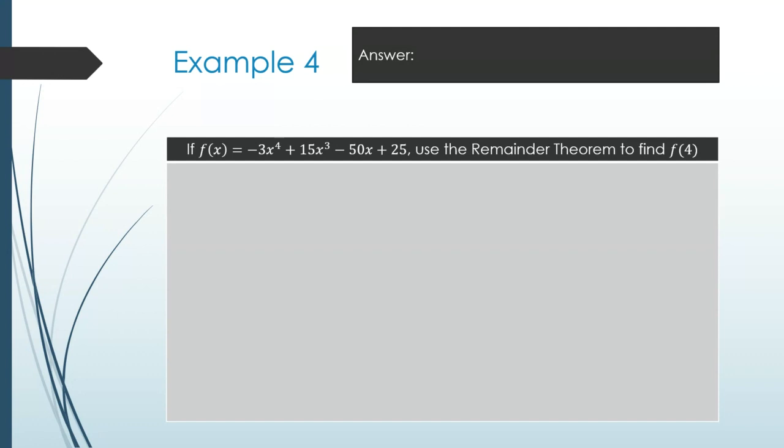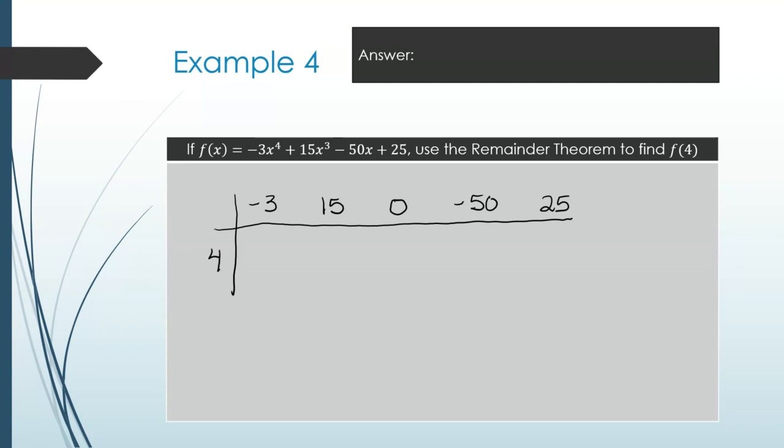So I'm going to set up my synthetic division with the coefficients of my f of x. So I have negative 3, 15. Now note I don't have an x squared term, so that's going to be a 0, then negative 50, then 25. So just like the long division, you put zeros if you're missing a term. So there was no x squared, so I have to put a 0 there. Otherwise, this is not going to work out.